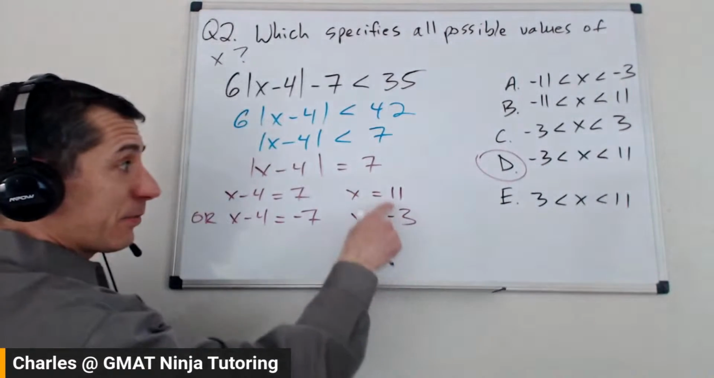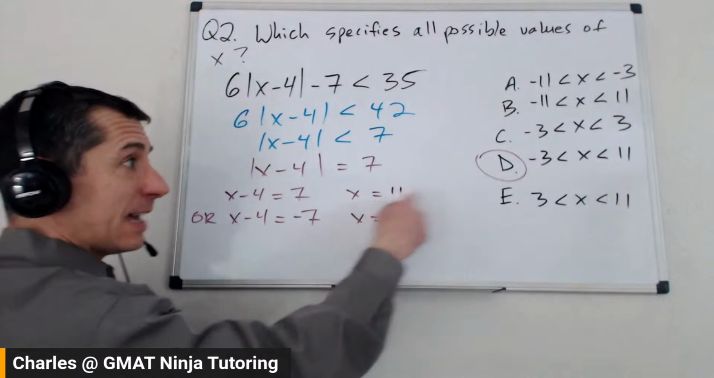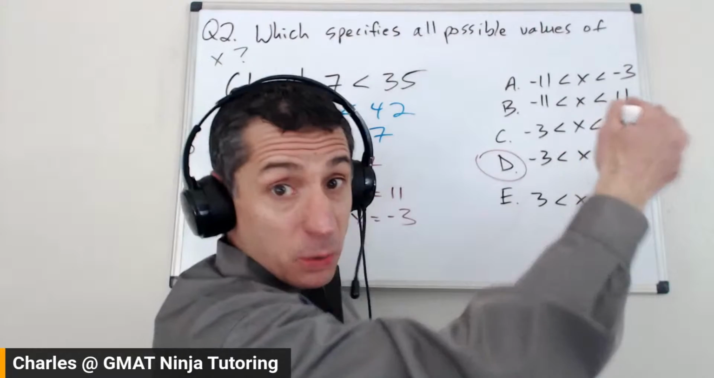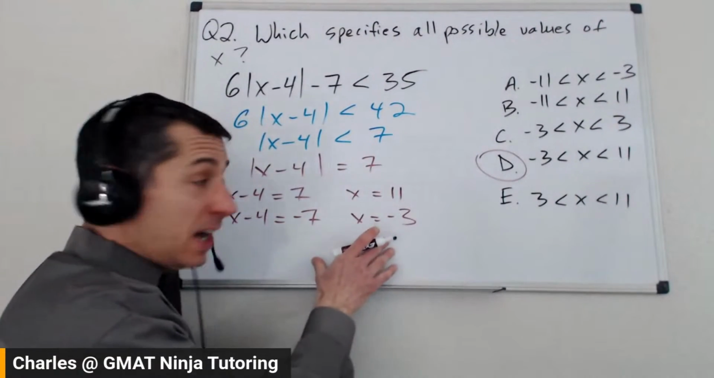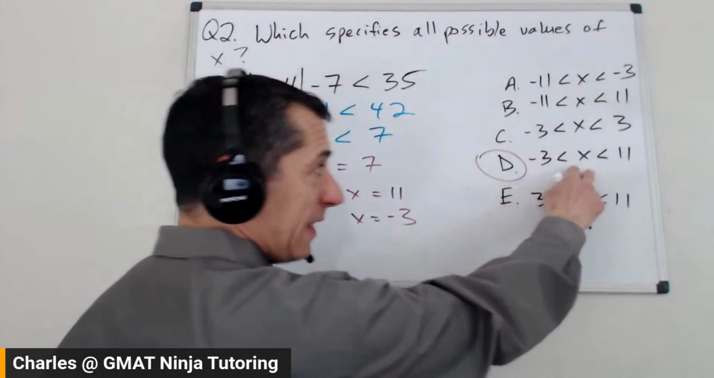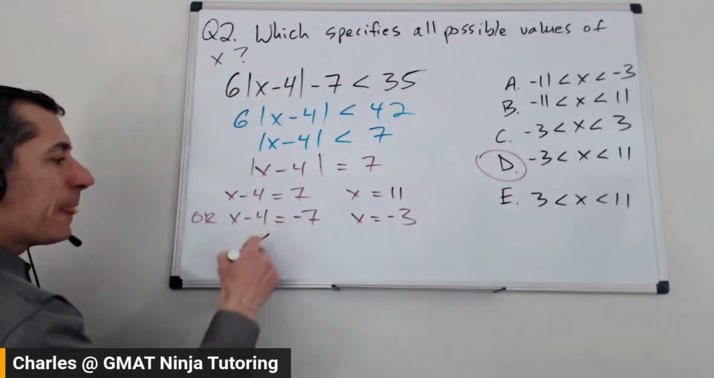Because negative 3, 11, this is the only one that has those two values in it. Okay, maybe you hold your nose and guess that and move on. Now, depending on how the question's written, you might want to be really confident that x is between those two values, which is what's said in D.